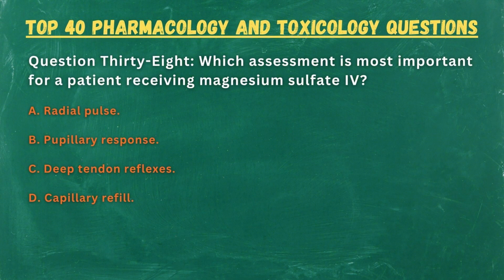Question 38. Which assessment is most important for a patient receiving magnesium sulfate? A. Radial pulse. B. Pupillary response. C. Deep tendon reflexes. D. Capillary refill. Answer: C. Deep tendon reflexes.